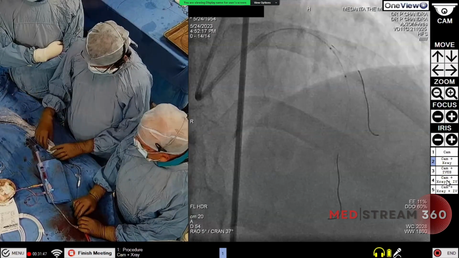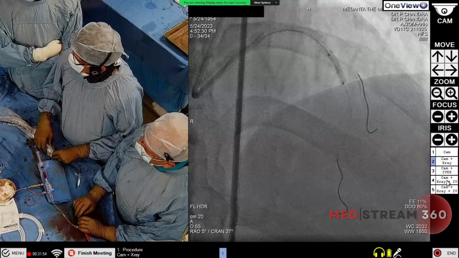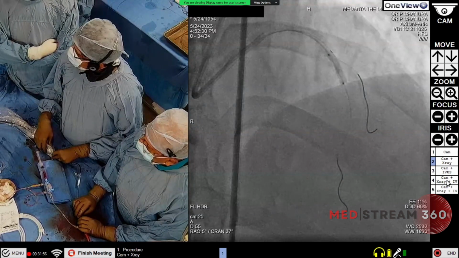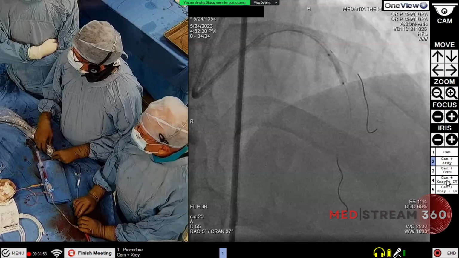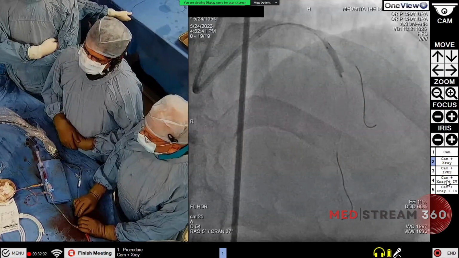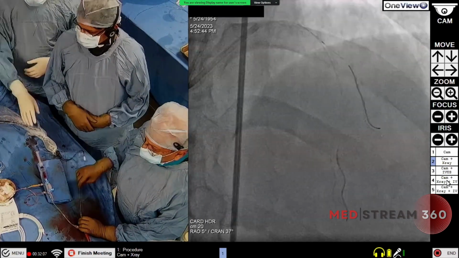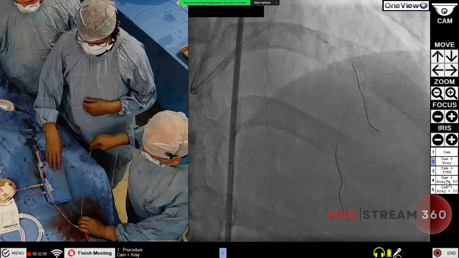Go up 4. This is the last set of pulses. 9, 8, 7, 6, 5, 4, 3, 2, 1, 0. Okay. Deflate. So we are done. And now all the pulses are finished. I'm trying to take it out.